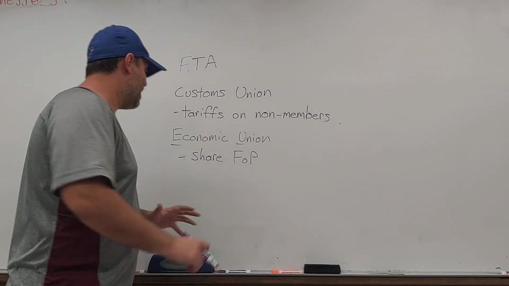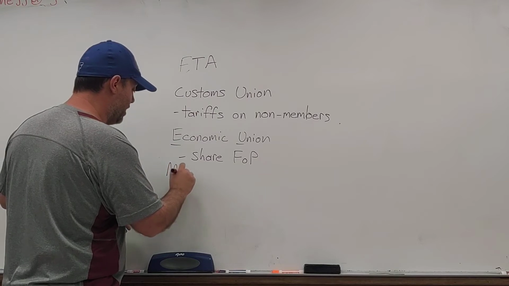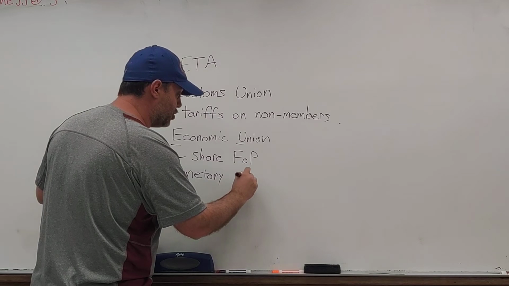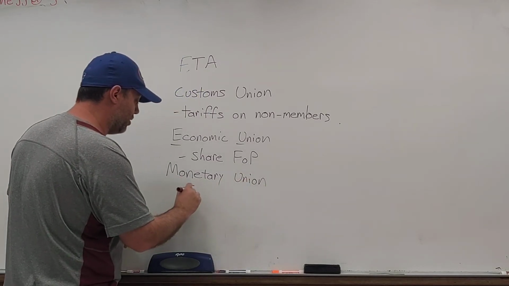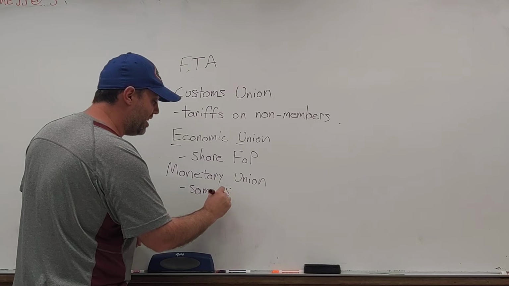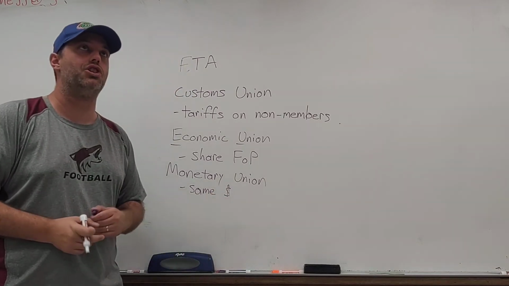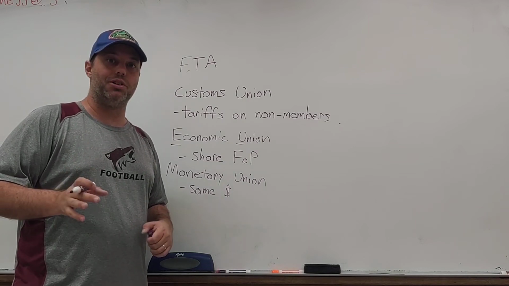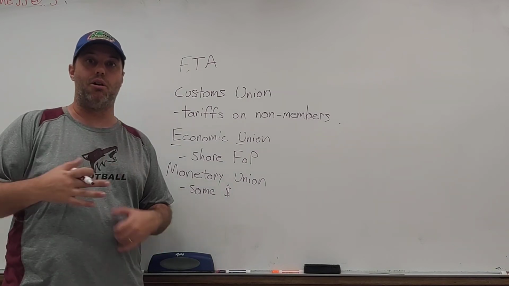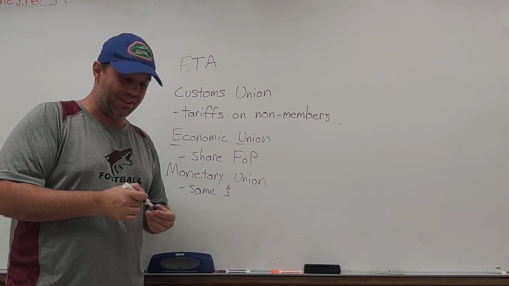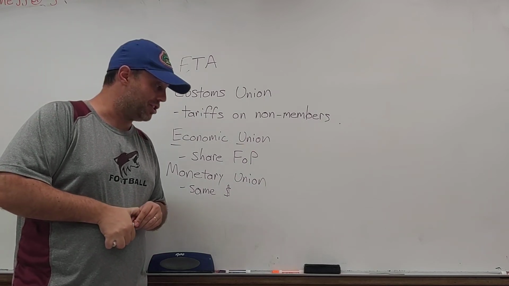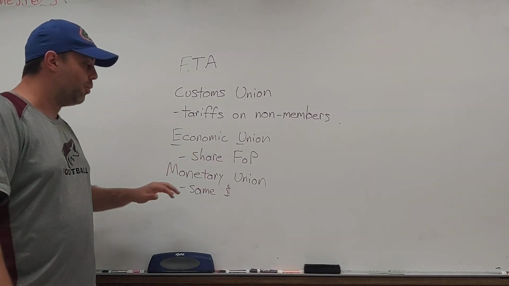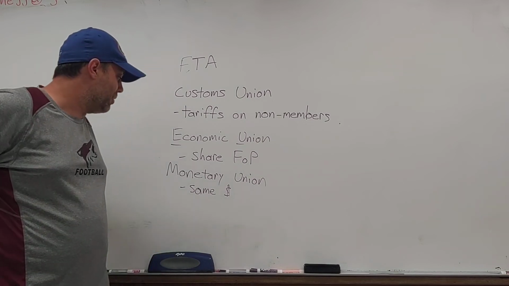And then lastly, we've got a monetary union. A monetary union is one in which the countries share the same currency. Now that's kind of an interesting one because the EU is a monetary union in part. Most of the countries in the EU are on the euro. They are on the same currency, but not all of them. Not all of the countries that are part of the EU are using the euro. So that's a little bit of a weird one, but that would be an example of a monetary union.